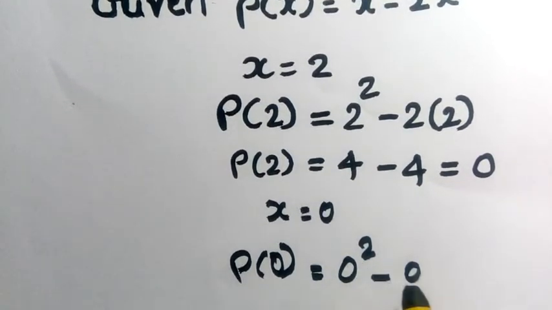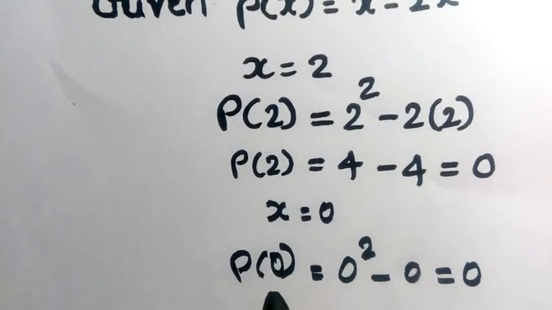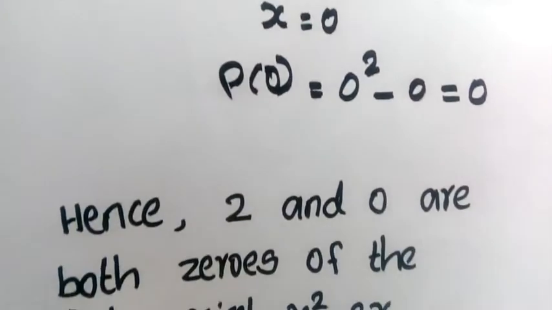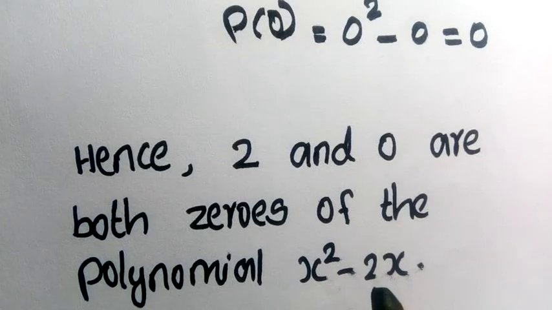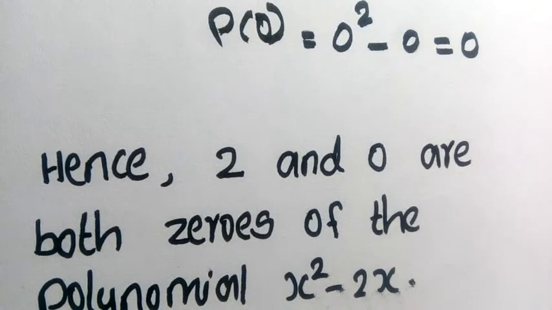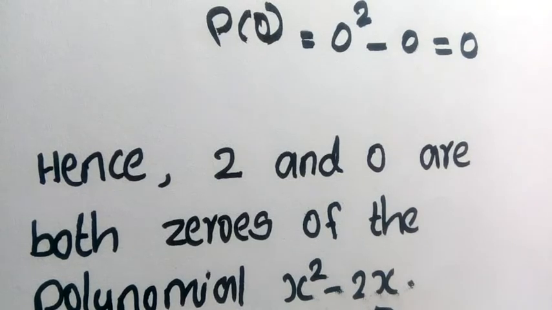Now 0 square minus 0. What is 0 square minus 0? It is equal to 0. So for the value of the variable 0 also, we got the value of the polynomial equal to 0. So we can conclude 2 and 0 are both zeros of the polynomial x square minus 2x. Remember, while substituting the given number in the polynomial, if we get the answer 0, then the number which we substituted is a zero of the polynomial.